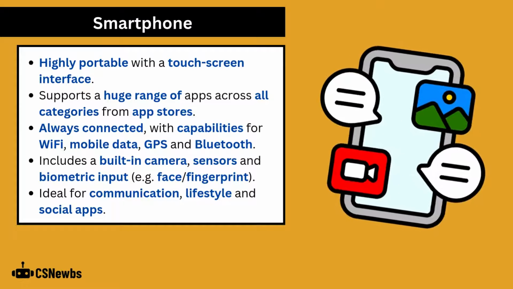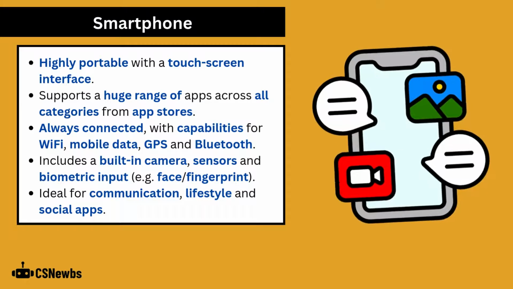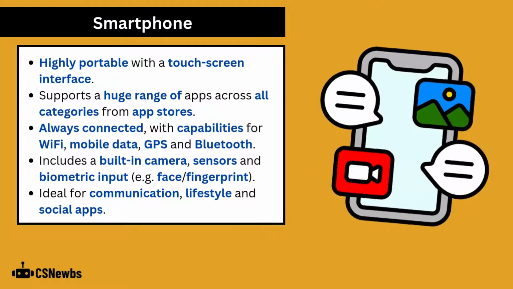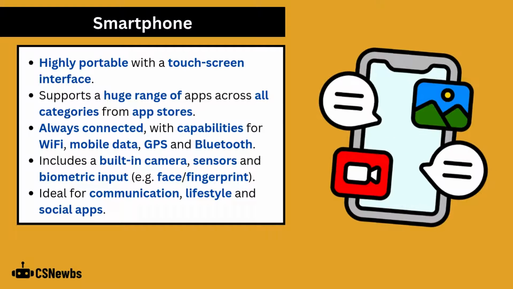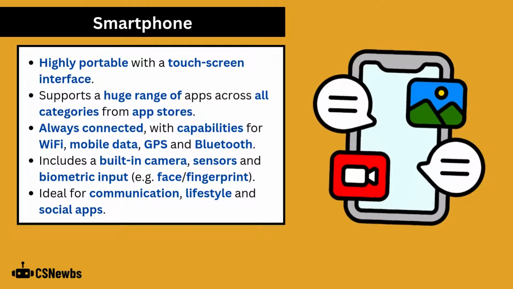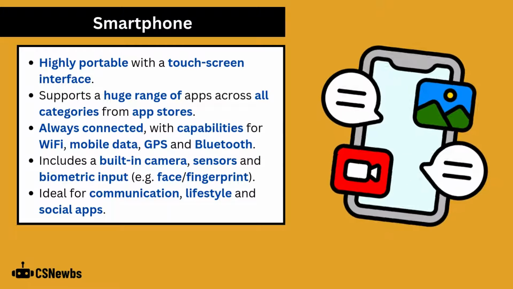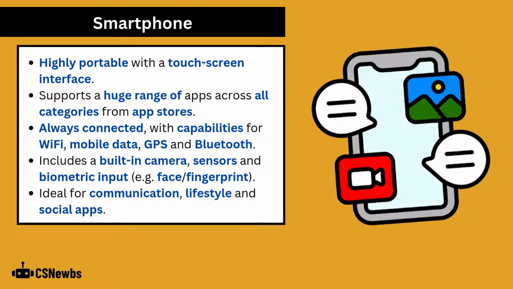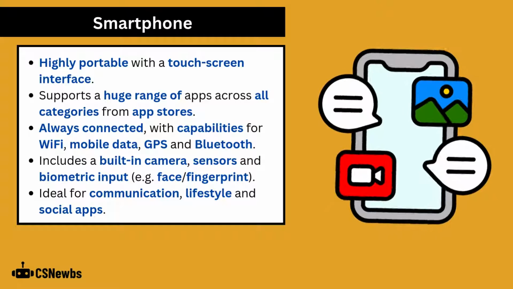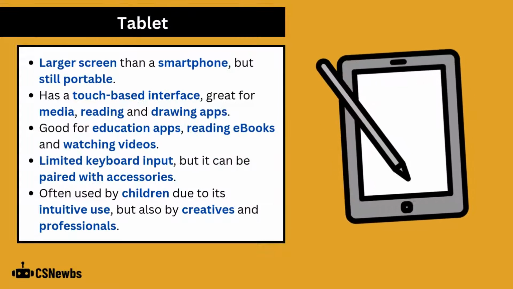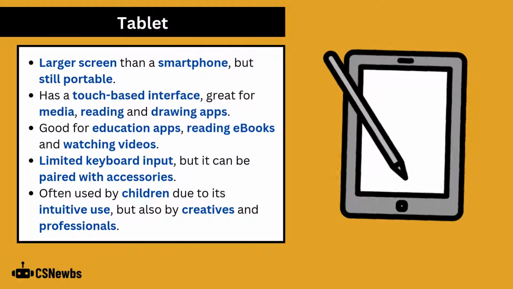They support a huge range of apps across all categories from app stores. They're always connected with capabilities for Wi-Fi, mobile data, GPS, and Bluetooth. They include a built-in camera, sensors, and biometric input like face or fingerprint scanners, and they're ideal for communication, lifestyle, and social apps. Tablets have larger screens than a smartphone, but they're still portable.